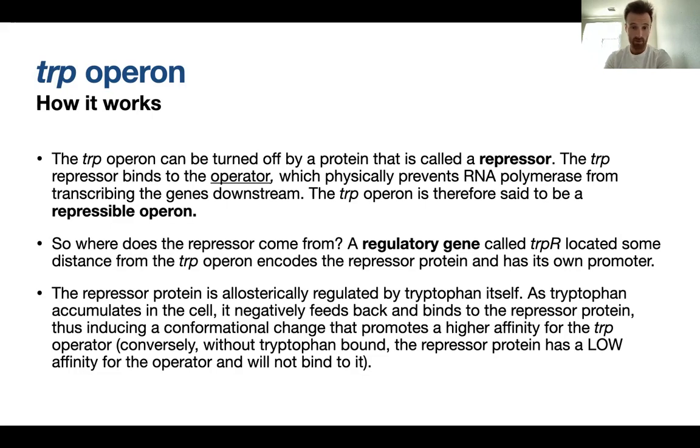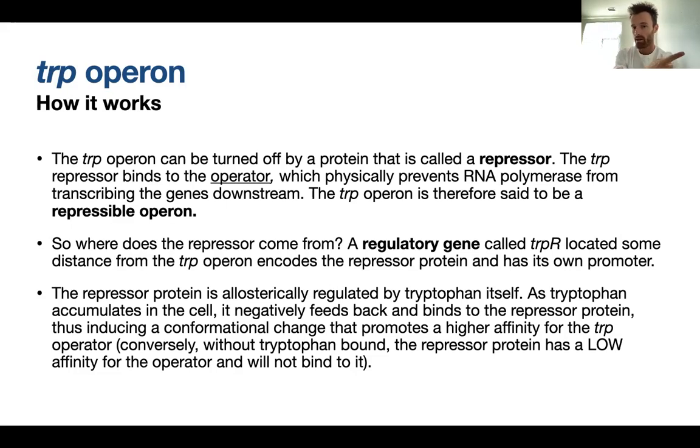But without tryptophan bound to the repressor, the protein has a low affinity and it won't attach to the operator and therefore will make tryptophan. So you see what's going on here. When tryptophan is around, the repressor has a higher attractive affinity for the operator and binds to it, preventing transcription of these enzymes. Why make tryptophan if we already have it?